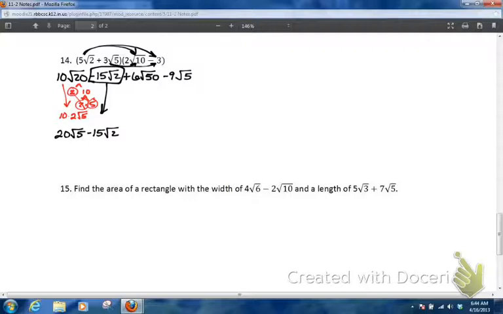Square root of 50, though, I believe that can be simplified. That's going to be 25 and 2. 25 is 5 and 5. So we're going to have 5 root 2, but again, don't forget about this 6 that was out in the front. So 6 times 5 gives me 30 root 2. And then the last term, negative 9 root 5, cannot be simplified. So I just bring it down.